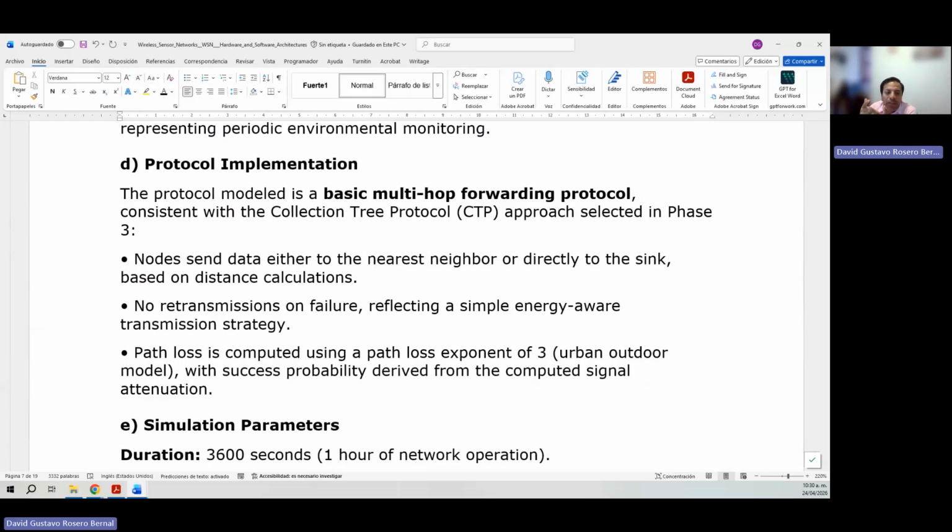The path loss is computed using a path loss exponent of 3, which somehow involves an urban outdoor model, with success probability derived from the computed signal at the receiver.